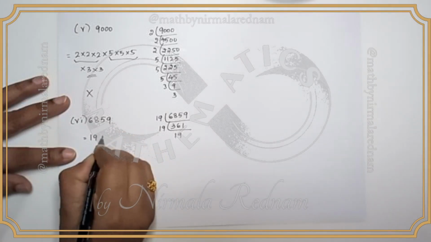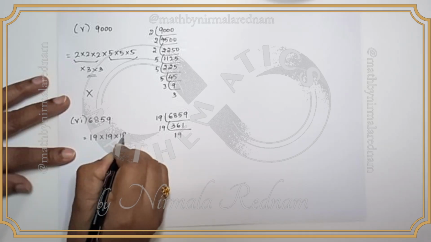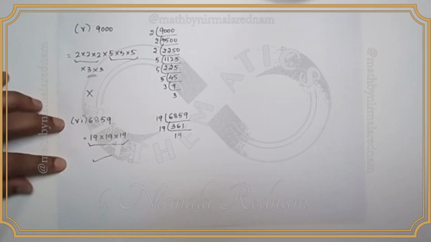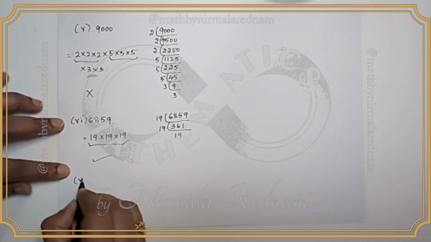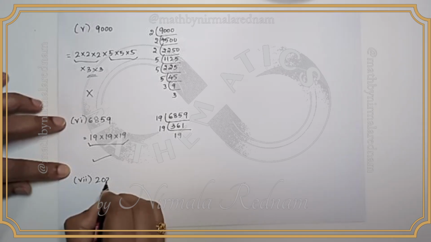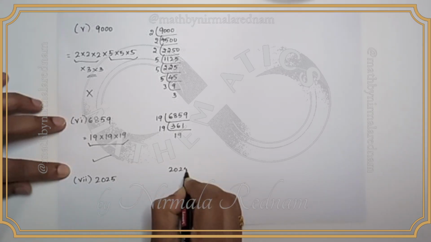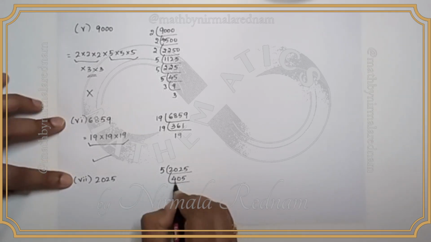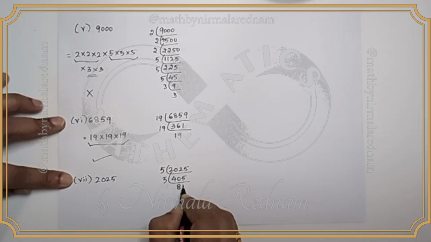So it is in numericals like these that having the first 20 squares and cubes noted is going to be really helpful and going to save a lot of time for you. So this is a perfect cube. Next is 2025. I'll go to 5 because I have a 5 in the ones place. So I have 405 and 81. Then 3, 27. 27 is 3 cube.